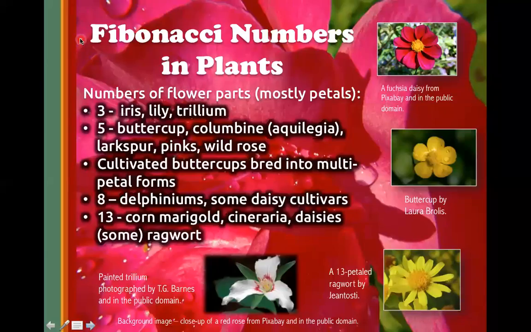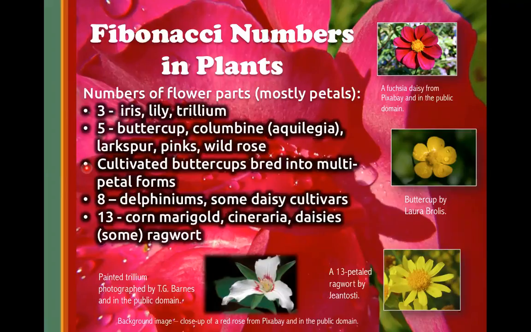Okay, here's a fun, colorful slide for you today. So let's talk about Fibonacci numbers in plants, this time with a focus on flowers. The numbers of flower parts, mostly petals, is what we're focusing on here. Irises, lilies, and trilliums can have 3 petals, or flower parts in 3s. 5 petals would be for buttercup, columbine, aquilegia, larkspur, pinks, and wild rose.